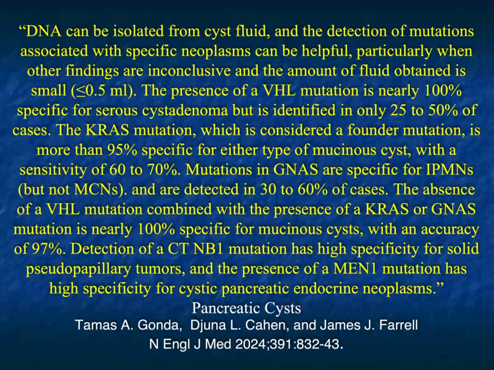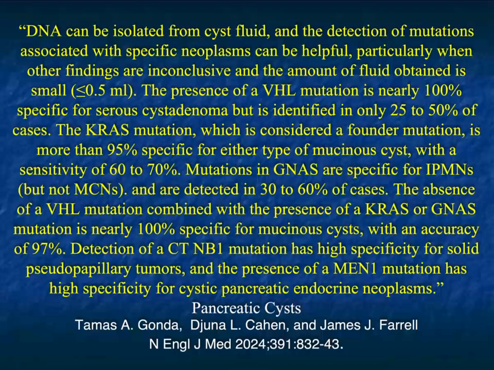The absence of a VHL mutation combined with the presence of a KRAS or GNAS mutation is nearly 100% specific for mucinous cysts with an accuracy of 97%. So you can see we're learning a lot more about cyst fluid. Now, of course, the challenge with cyst fluid is you've got to get the fluid, which means EUS, which is not something you can do on every patient, obviously. So the question is, how can we do better?